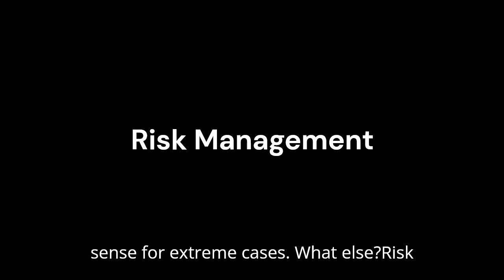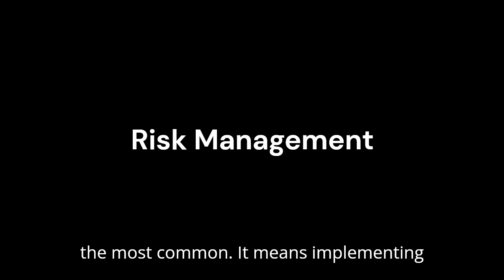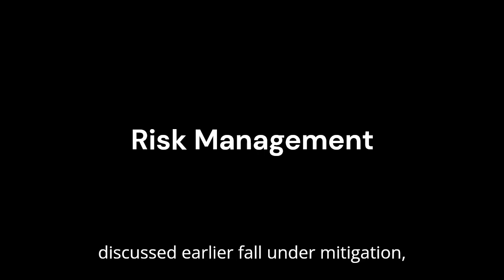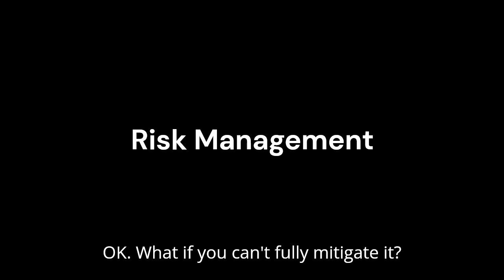What else? Risk mitigation or reduction. This is probably the most common. It means implementing safeguards to lower the likelihood or the impact of the risk. All those controls we discussed earlier fall under mitigation. Actively fixing or reducing the problem. Okay. What if you can't fully mitigate it?